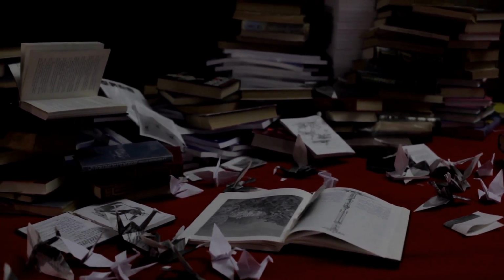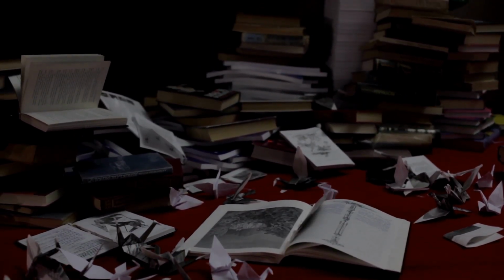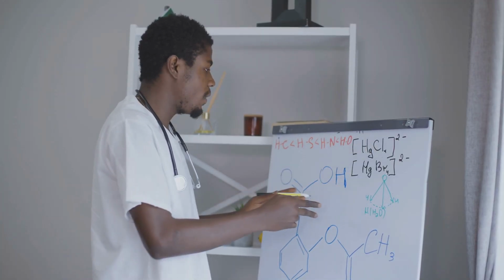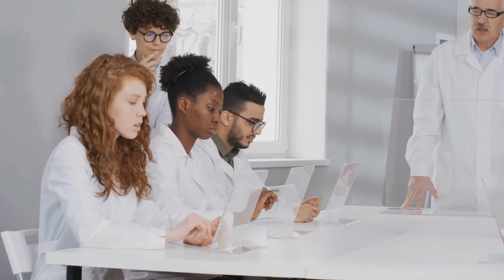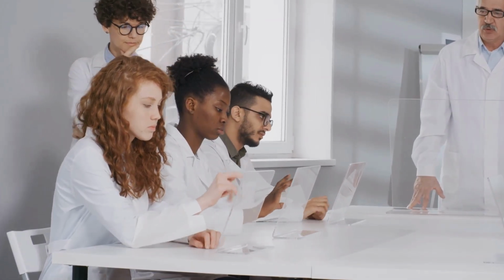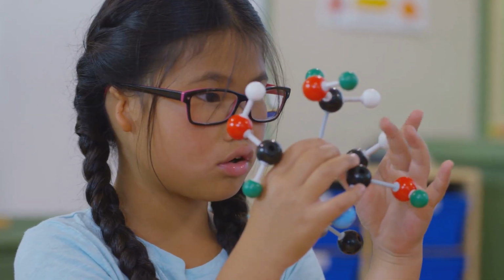Imagine walking into a library with no labeling system. Chaos! It's the same with chemistry. We need a way to name molecules so we can identify them easily. That's where nomenclature comes in. For hydrocarbons, the International Union of Pure and Applied Chemistry, IUPAC, has a system. The name tells us about the molecule's structure.